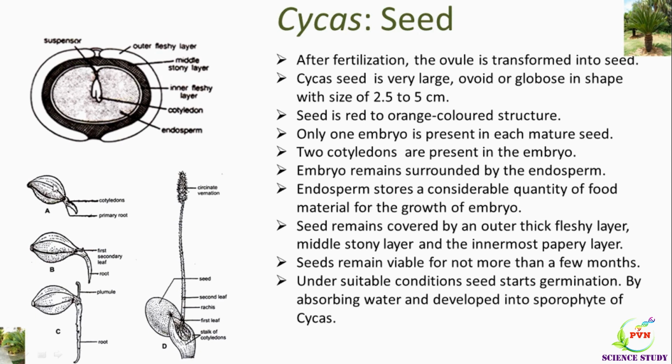When the seed germinates, first the primary root is developed. Later on, the first secondary leaf is produced. Now we can see here the development of the root as well as the plumule. Now it develops into a leaf with sessinate venation, and later on the complete Cycas plant is developed. So this is all about the Cycas seed.